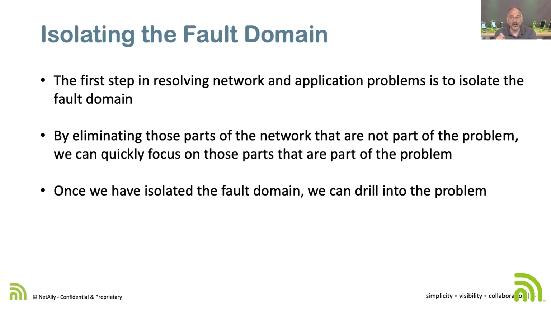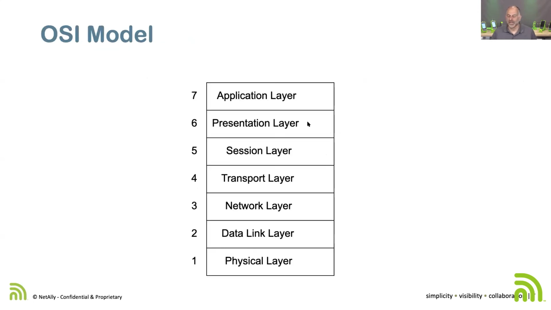We need to figure out exactly what's wrong, and this means understanding our applications, understanding how things work. You need to be curious. You need to look at that flow of communication, how things are connected, and this doesn't happen at the time of the problem. You need to understand your network well ahead of when that problem occurs, so then you can go in and fix it when it does occur. Once we've isolated that fault domain, we can drill into the problem.